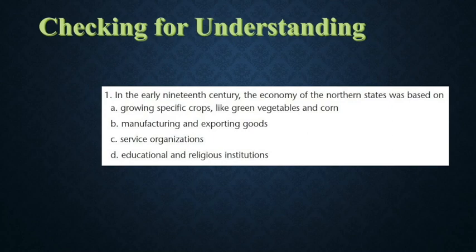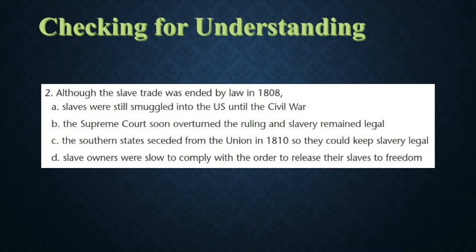In the early 19th century, the economy of the northern states was based on what? Pick your answer. Yeah, the North was industrial. It was manufacturing and exporting goods, but it needed raw materials, and it was getting a lot of those raw materials from the South. Although the slave trade was ended by law in 1808, what happened? Yep, smuggling is always going to go on. If there's money to be made bringing goods in illegally, there'll be somebody to try it.